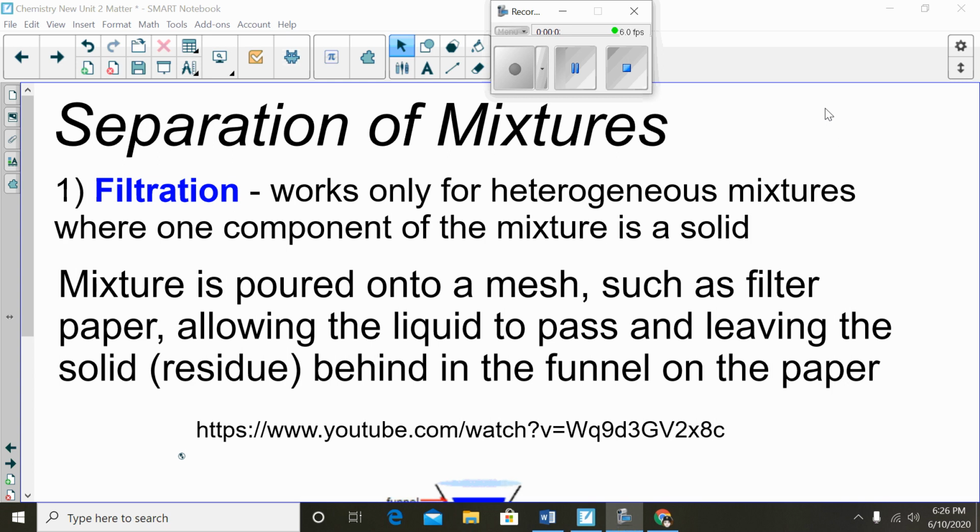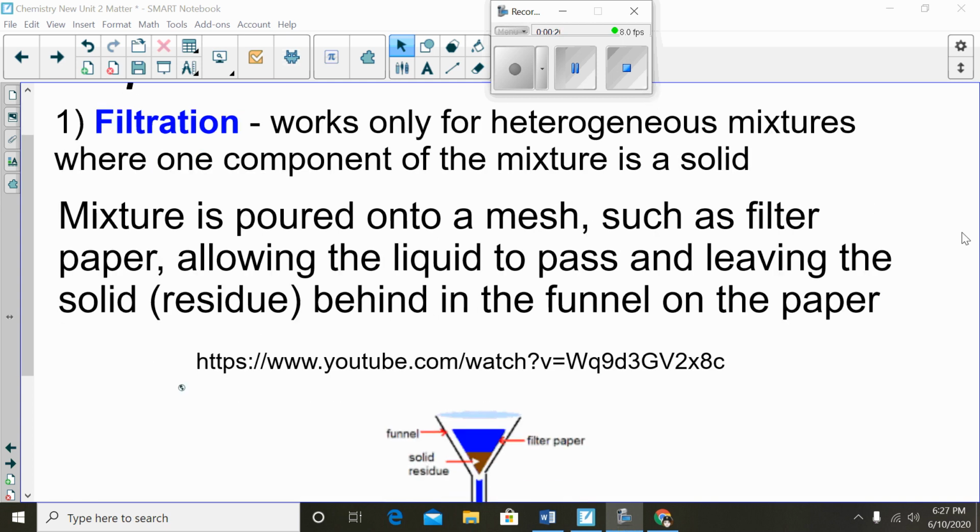This is Chemistry, Unit 2, Matter, Separation of Mixtures. The first technique to separate a mixture that we'll focus on is filtration. This works only for heterogeneous mixtures where one component of the mixture is a solid.